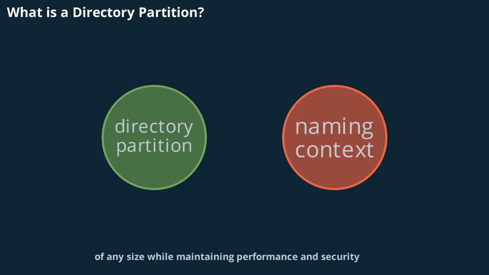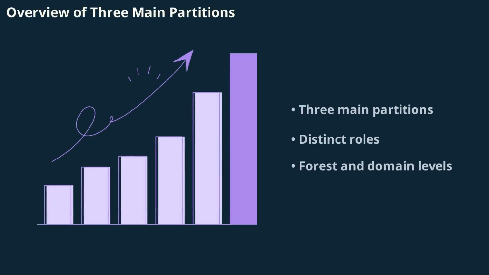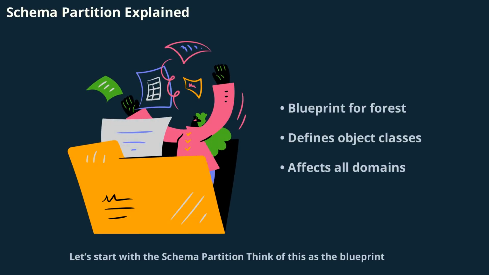performance and security. Active Directory organizes its data into three primary partitions: the schema partition, the configuration partition, and the domain partition. Each of these plays a distinct role in the directory service. The schema partition defines the structure, the configuration partition manages the layout, and the domain partition holds the actual objects like users and computers. Understanding these partitions is key to grasping how Active Directory functions at both the forest and domain levels. Let's start with the schema partition.